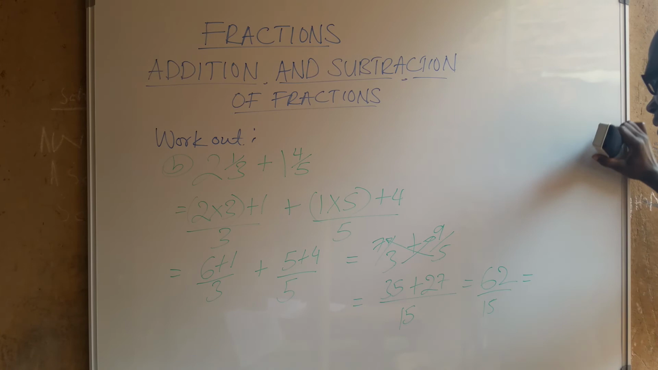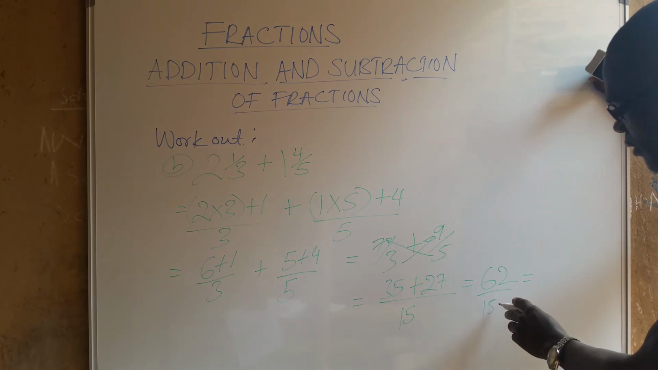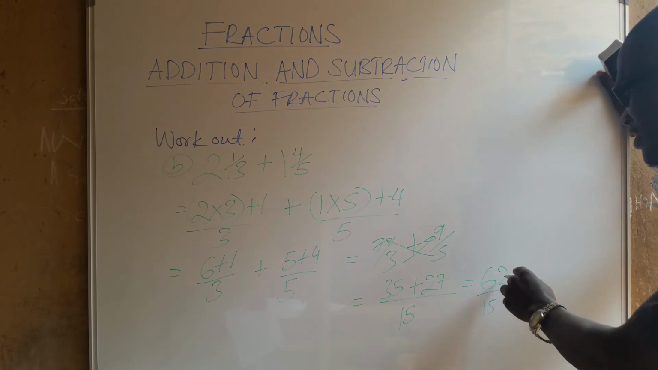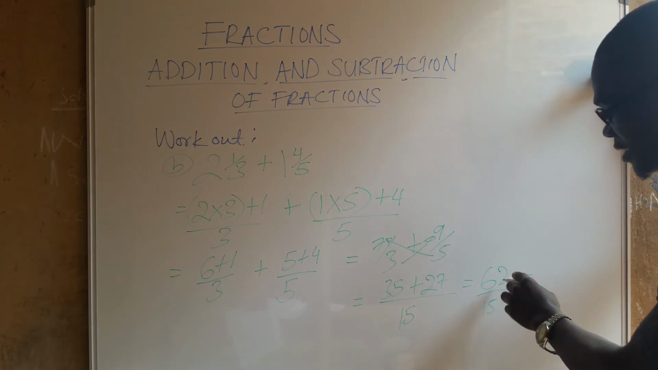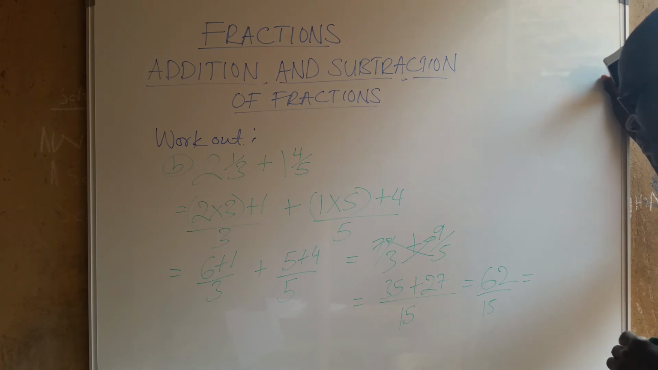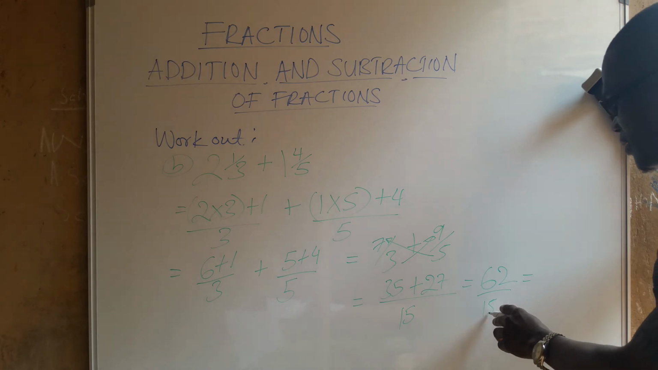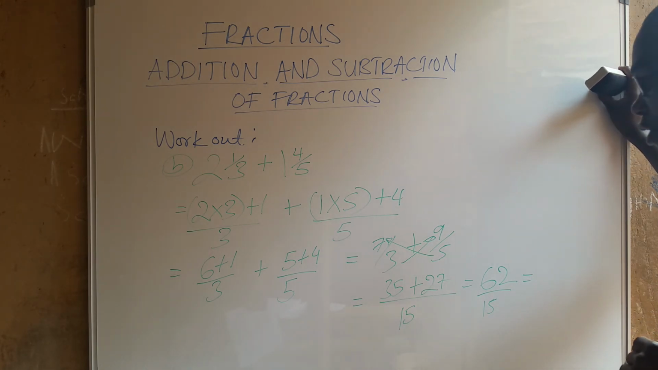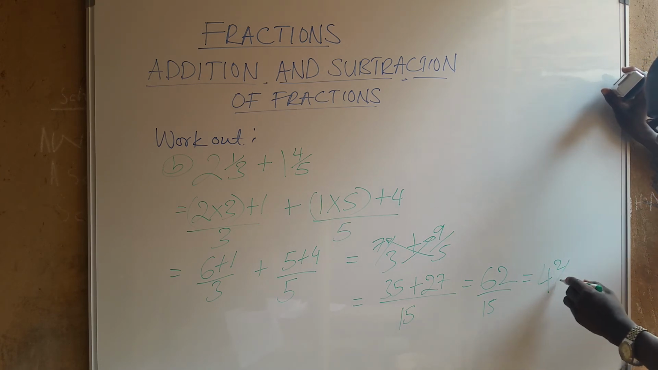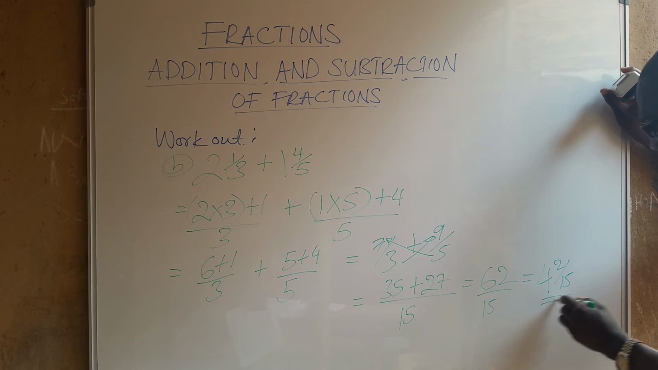When I divide, the multiple of 15 that is near 62 is 60. I multiply 15 times 4 to get 60 that is near 62, meaning that it is 4 and 2 over 15.